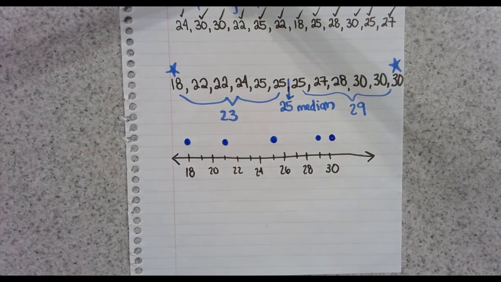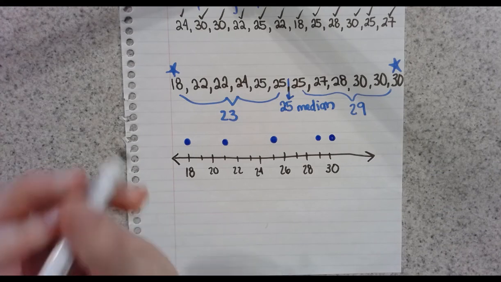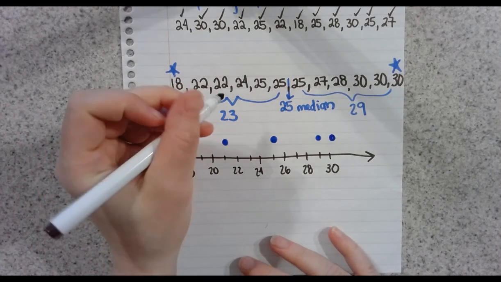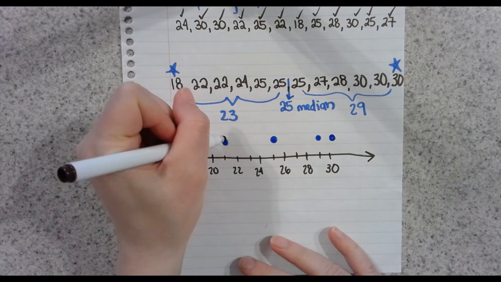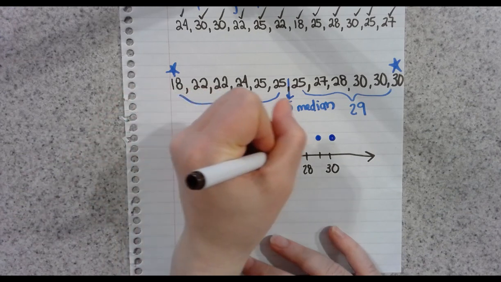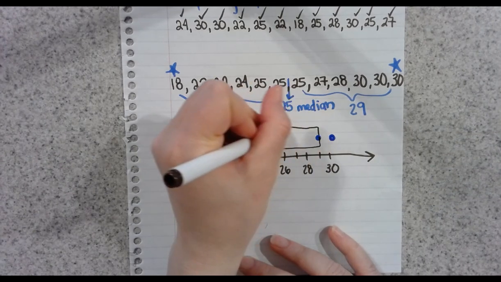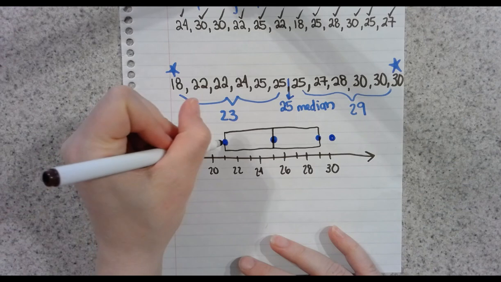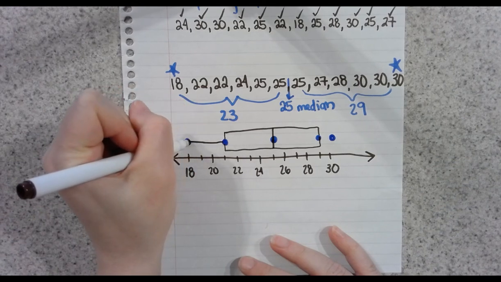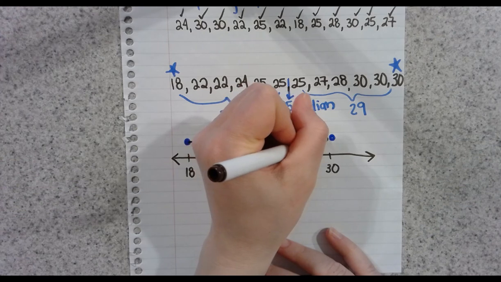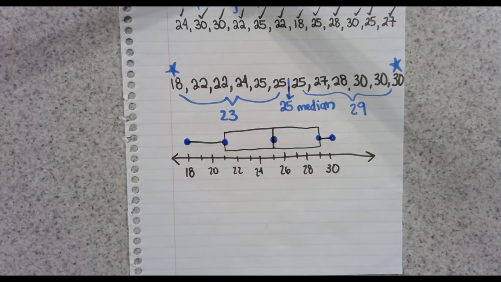When you make the box and whisker plot, you draw a box around the first and third quartile. So here's my first all the way down to my third quartile, second quartile, then lines drag out. These are the whiskers to the least and the greatest value. And this is a box and whisker plot.